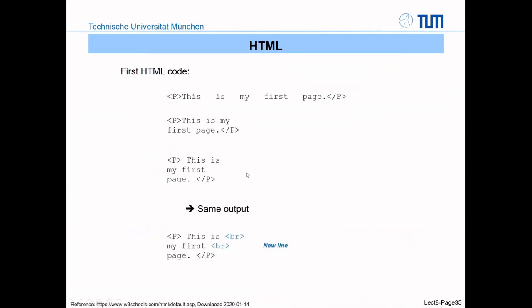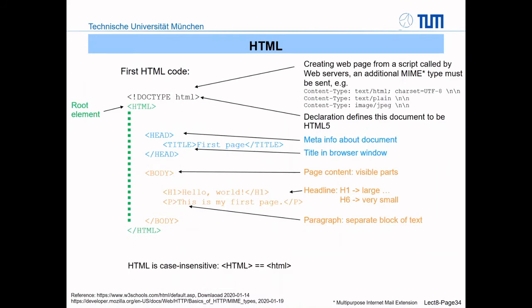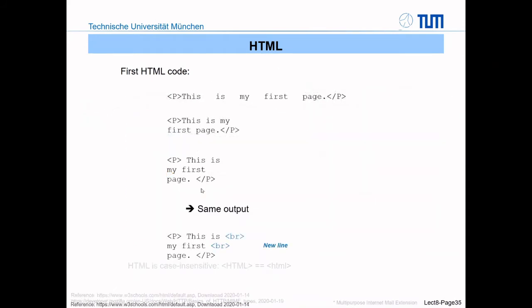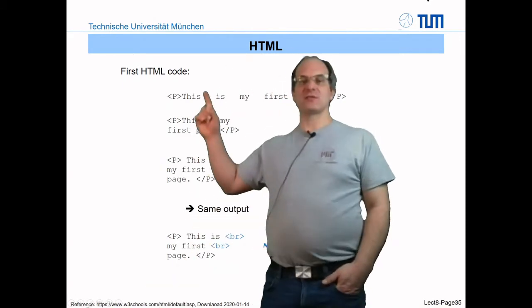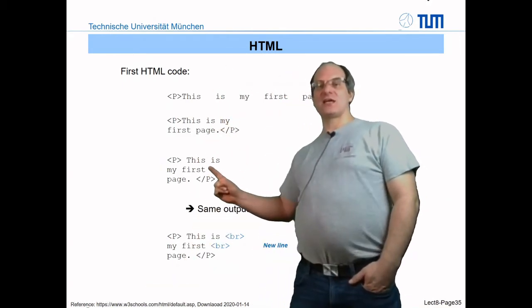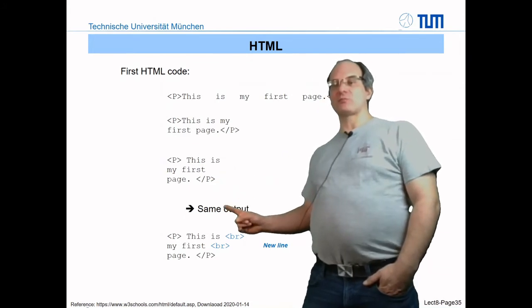So let's have the first HTML code. If you fill, for example, the body with the following things, then you will see different blocks or paragraphs. And it doesn't matter if you have several white spaces or even new lines. It's completely independent, because each white space, and it doesn't matter which one, is interpreted as one single white space. So the result of this and this and this will always be the same output.